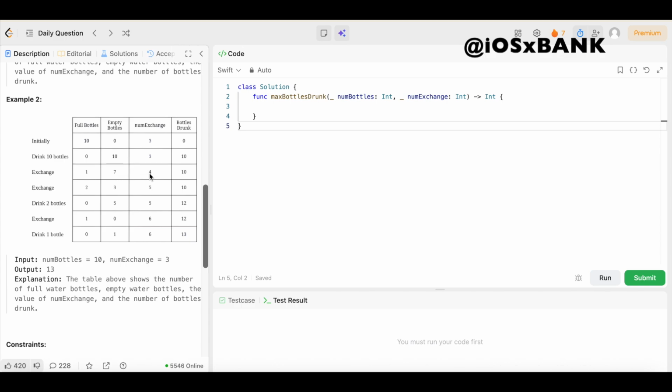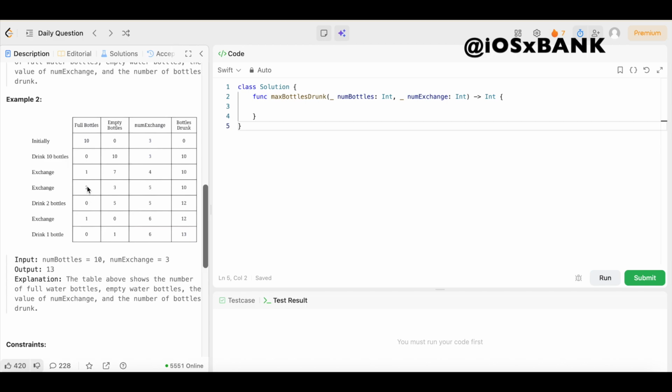Boom. So now we can do another exchange, right? Because num exchange is 4. We still have 7 empty bottles, so we take 4 of these empty bottles. Boom. Now we have 2 full bottles. We take 4 from this 7. We're only left with 3 empty bottles now because we took 4 from this 7. Boom. So we get this extra bottle here to have 2 full bottles. Now num exchange goes up by 1, so now we need 5 for the next exchange, and we still only drunk 10 bottles. Boom. Now we're going to drink these 2 bottles.